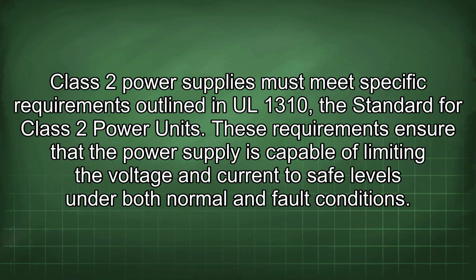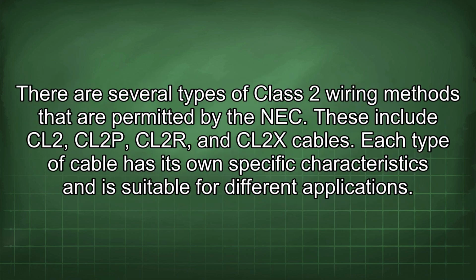There are several types of Class 2 wiring methods that are permitted by the NEC. These include CL2, CL2P, CL2R, and CL2X cables. Each type of cable has its own specific characteristics and is suitable for different applications.